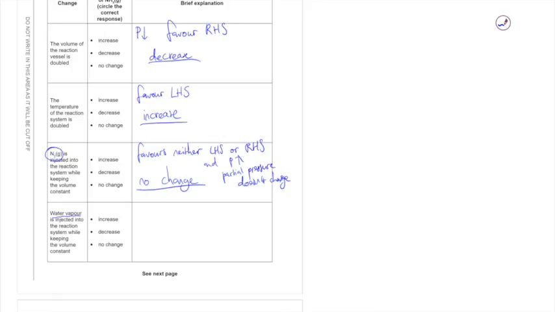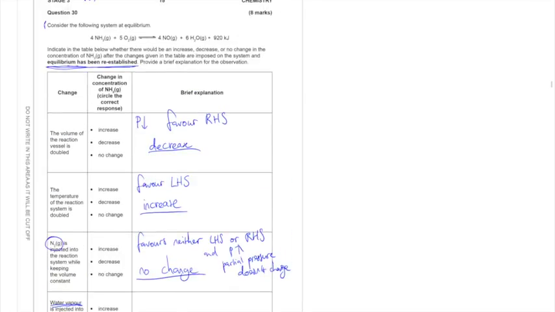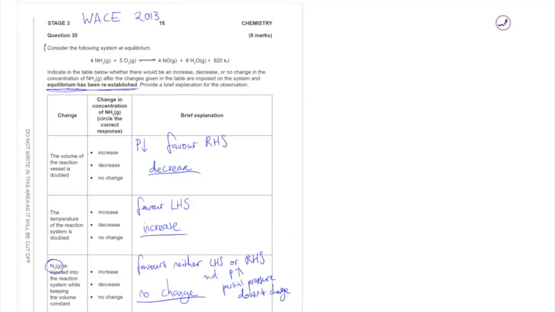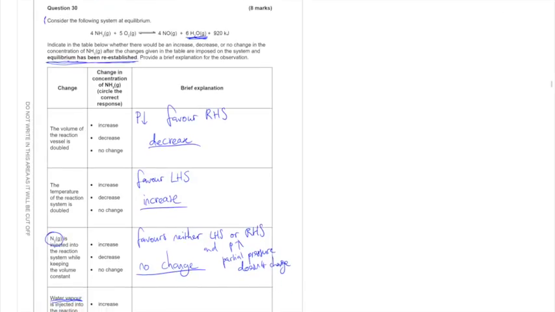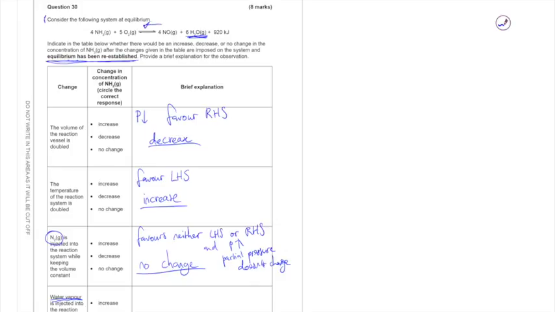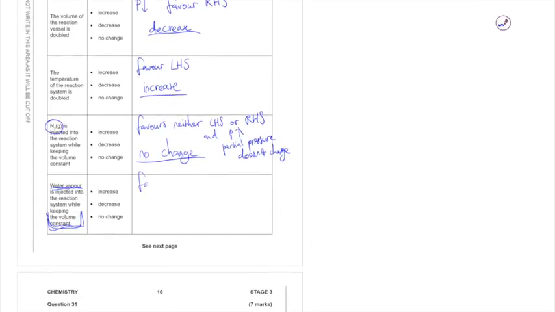Water vapor is injected into the reaction whilst keeping the volume constant. That last bit's pretty important there. But let's have a look at this first little bit of the change. Water vapor is injected. Let's scroll back up to our equation. We notice that water vapor, or steam, is sitting on the right-hand side of my reaction. So of course, when I add it, Le Chatelier's principle is going to try and decrease that addition of water vapor. And that means it's going to be favoring the left-hand side. So that initial add of water vapor is going to favor the left-hand side of the equation.